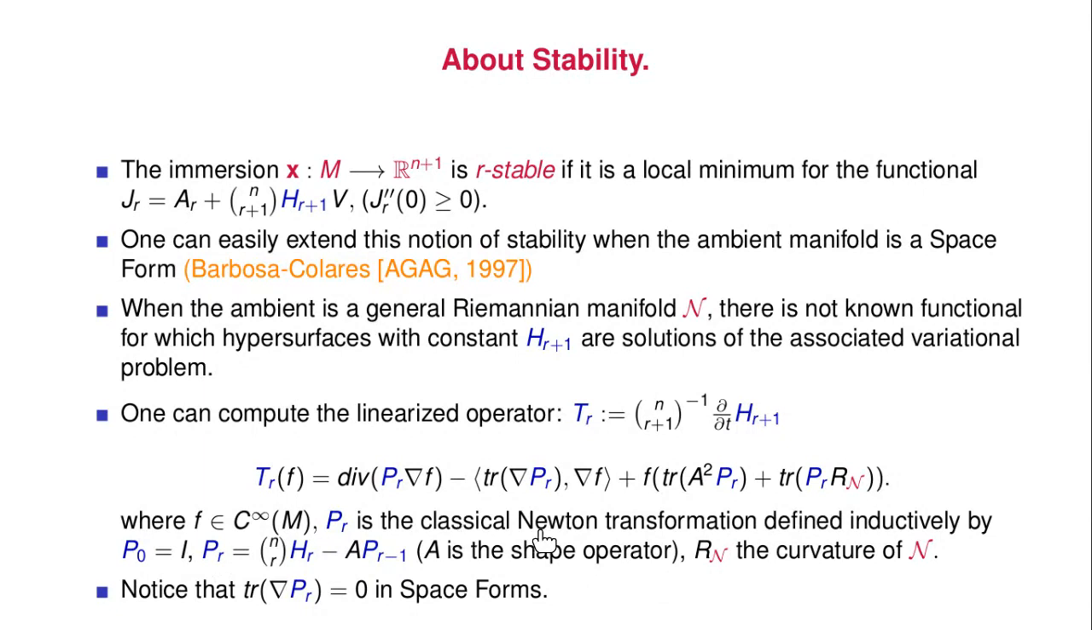You have this stuff. Notice that here you have the gradient of F. In general, when you have a space form, this goes away. But here you have the gradient of F, and this is what we don't like too much.